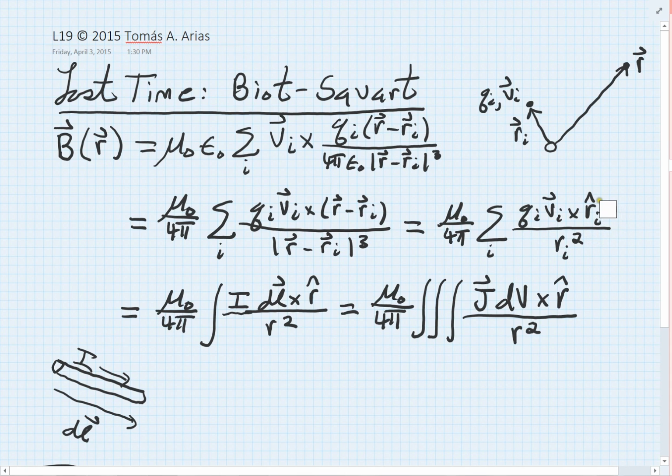This is the direction that points from the contributing charge towards the location where we are calculating the field. And then what's left from the denominator, because we've used one factor of distance to define this unit vector, we're just left with the square of the distance. Again, very similar to Coulomb's law.